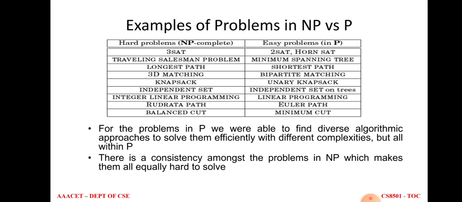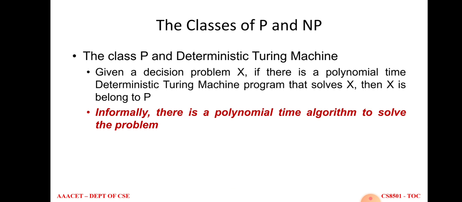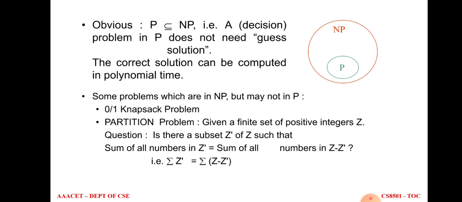These are some of the examples for P and NP. The first column is the example for NP problem, and the second column is the example problem for P. So the classes P and NP. Class P and deterministic Turing machine for a given decision problem X: if there exists a polynomial time deterministic Turing machine that solves the given problem X, then that problem belongs to class P. So there is a polynomial time algorithm to solve the given problem. This is class P. So it is obvious P belongs to NP, right?